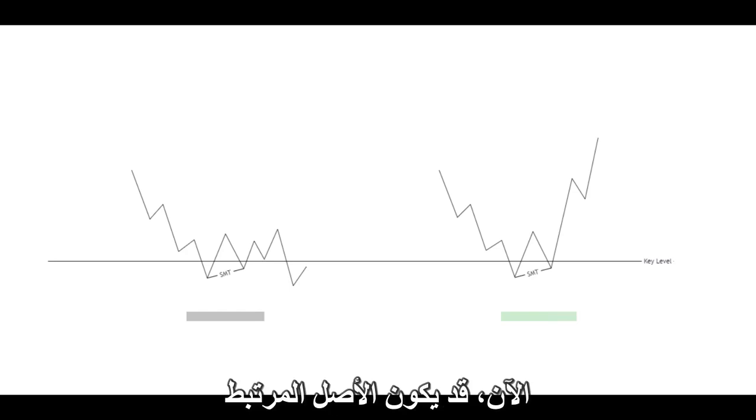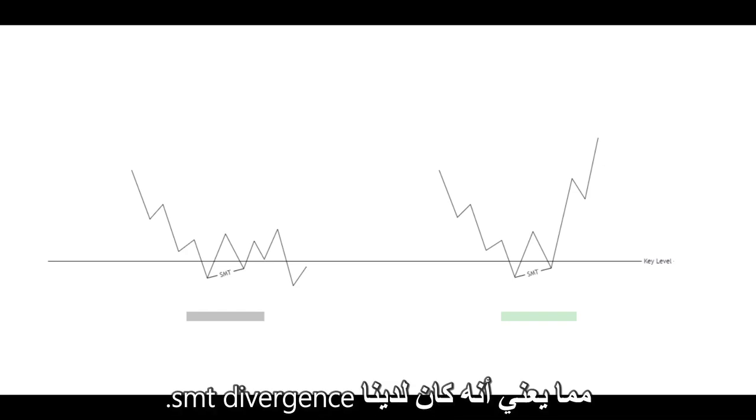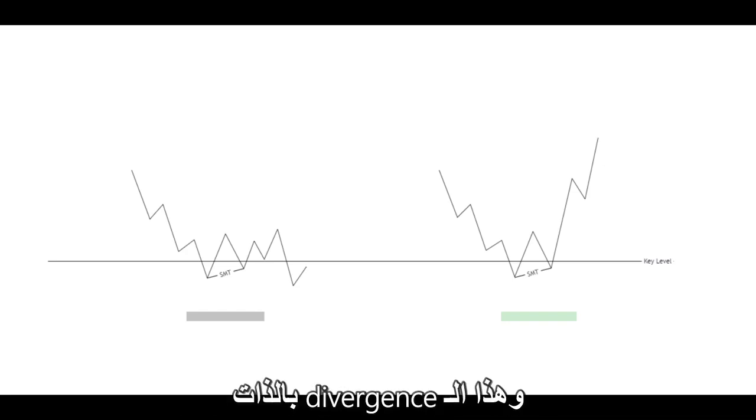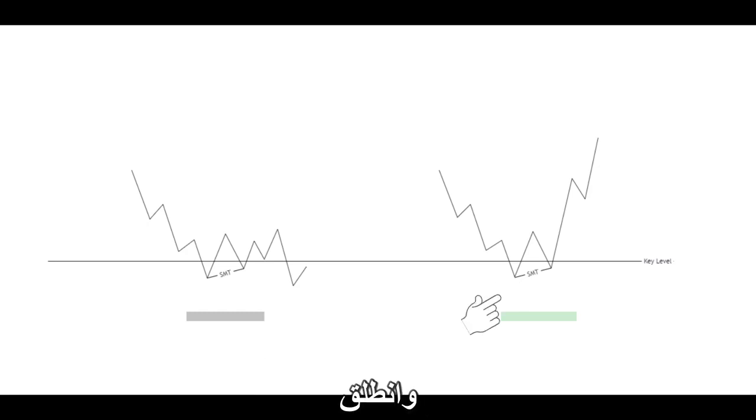Now the correlated asset might have taken out this low it found, but this one right here struggled to take out the low, which means we had an SMT divergence. And this particular divergence occurred or formed at a key time. That's why you can see price expanded straight away and expanded higher.